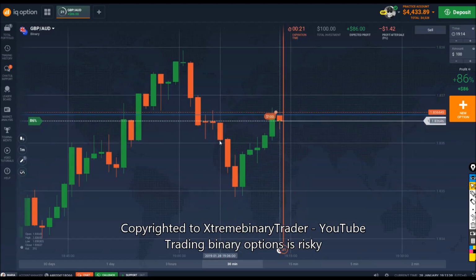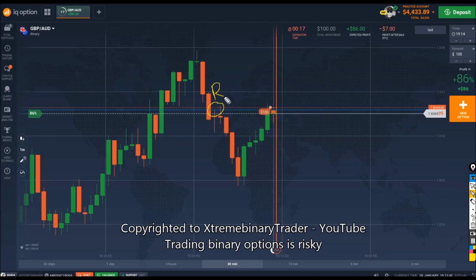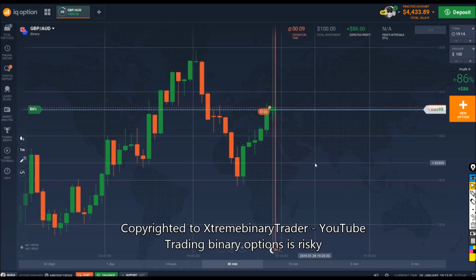Again, at this level we can see clearly a resistance number 1. So what I entered here is resistance number 2. Guys, it's really important to remember something. There is no strategy that works the whole time.